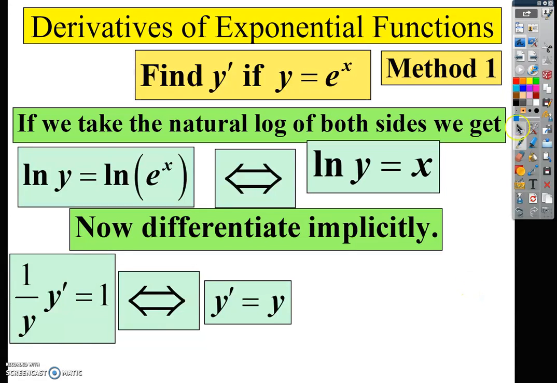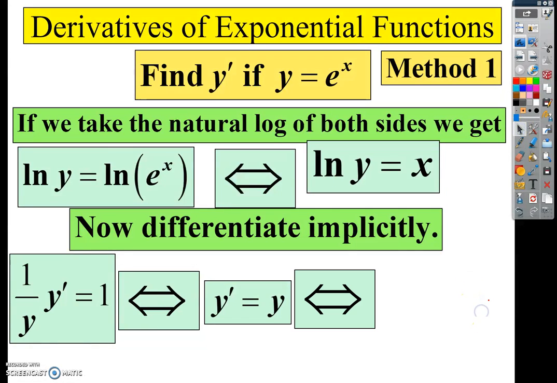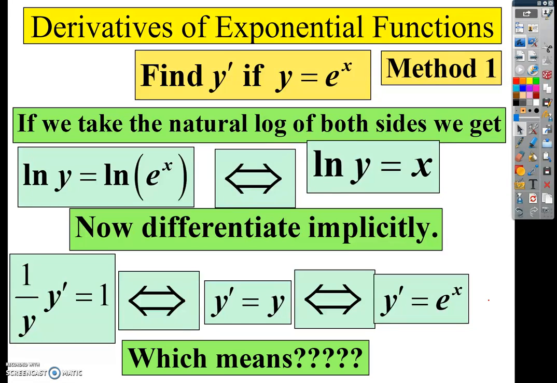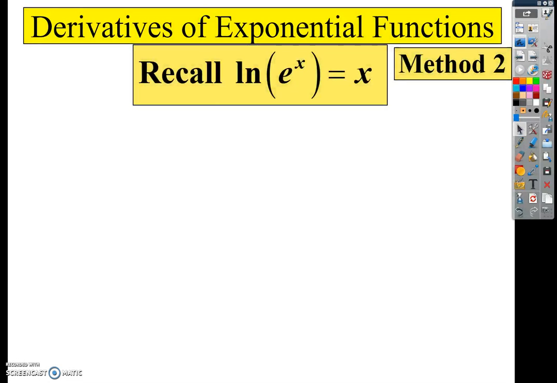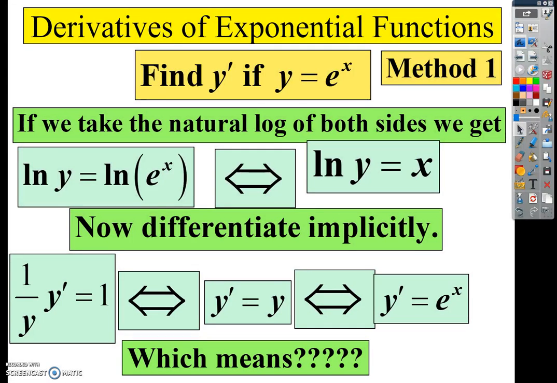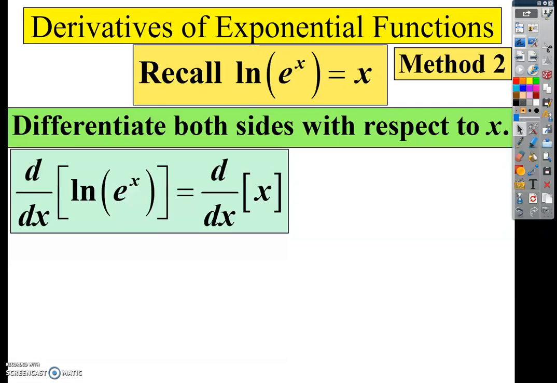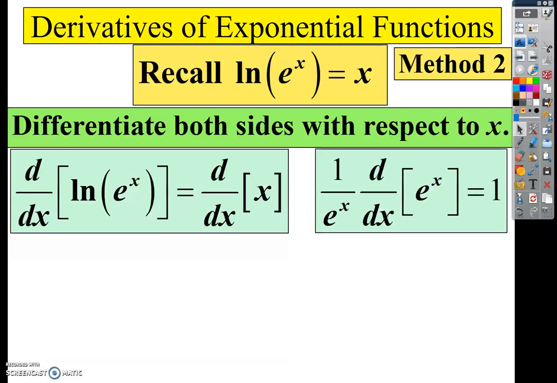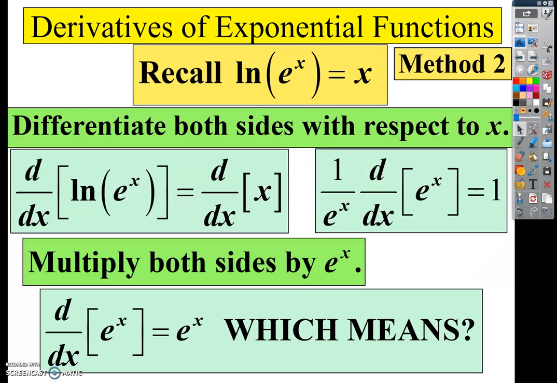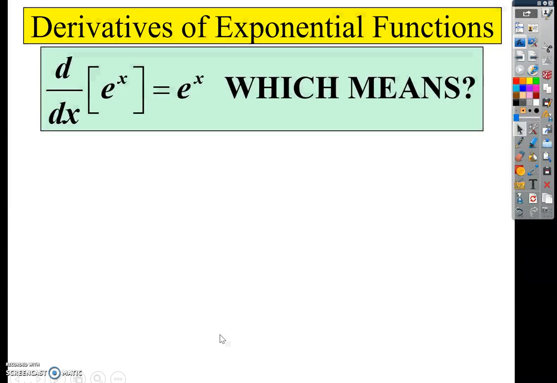So, basically, the derivative of e to the x is e to the x. That's what that's saying, which is a little bizarre. So if we take the derivative this way, it's a little bit more clear. We're going to multiply both sides by e to the x. So the derivative of e to the x is e to the x, which is crazy.